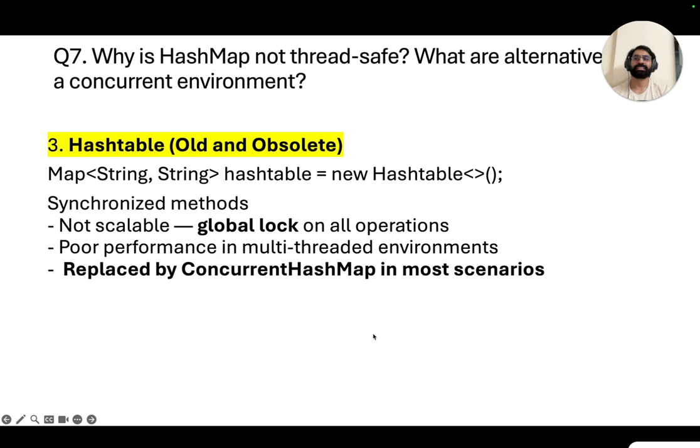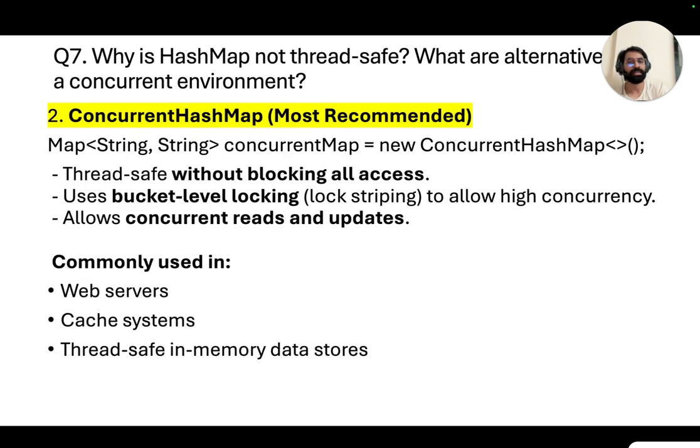Okay, so the next is the Hashtable, but this is old and obsolete. So with the Hashtable, you create the object with new Hashtable. This is not scalable as it has a global lock on all properties. Again, it will lock the whole object. It has poor performance in a multi-threaded environment. So you can replace this with the ConcurrentHashMap in most scenarios. So Hashtable is old, but still you can use it in a very limited manner. You should know the requirement in the scenarios, but the most recommended is to use ConcurrentHashMap.